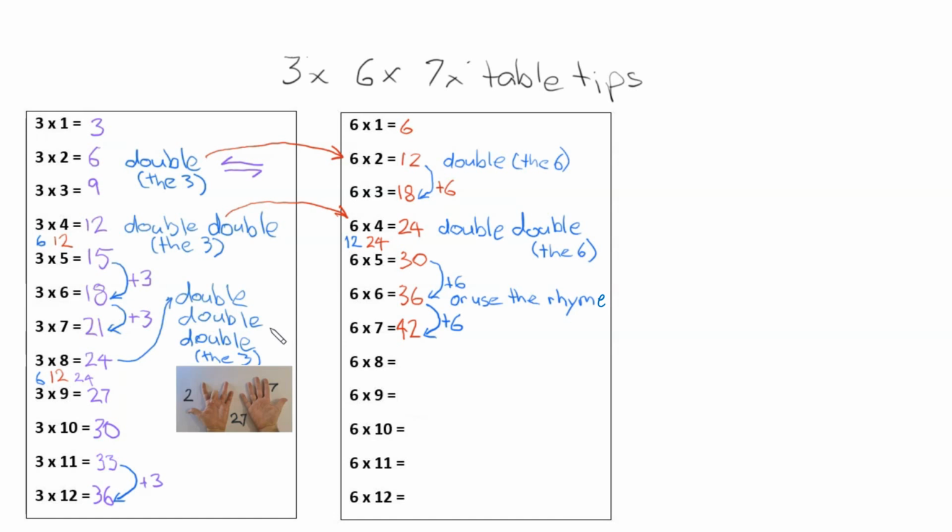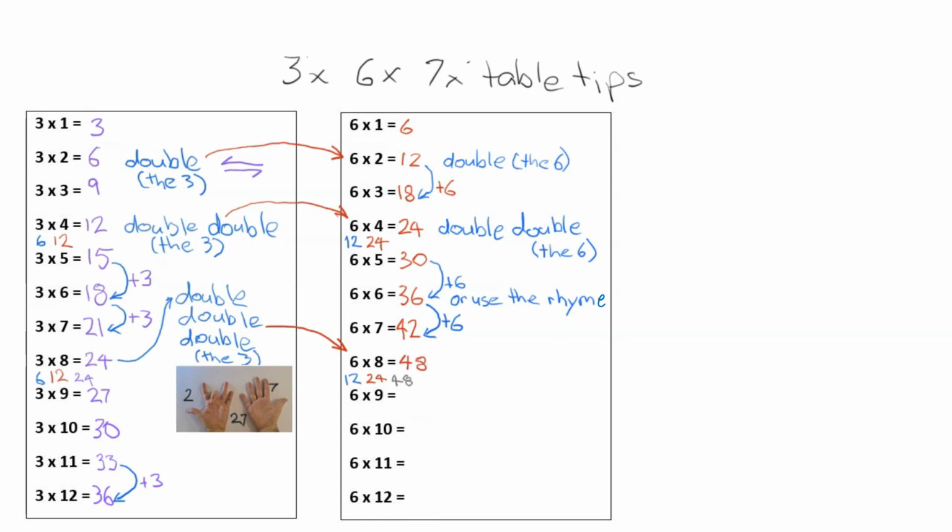6 times 8. Just as we did here, I'm going to flip it and use the 8 times table trick. So if I flip 6 times 8 and think it's 8 times 6, I'm doing the double, double, double with the 6. Double 6 is 12. Double 12 is 24. And double 24 is 48. So your answer is 48.